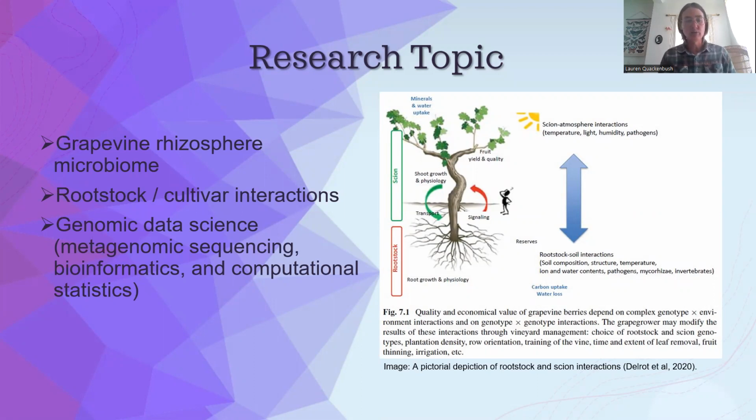This image highlights the rootstock cultivar interaction to point out some of the different considerations that go into rootstock and cultivar selection. Rootstocks are often chosen for their resistance to pests like phylloxera or nematode, or for their tolerance of certain soil conditions like salts or drought, while cultivars are often chosen for their phenology or winemaking characteristics. This research aims to illuminate another property that is unique to both rootstocks and cultivars, and that is their microbiomes.